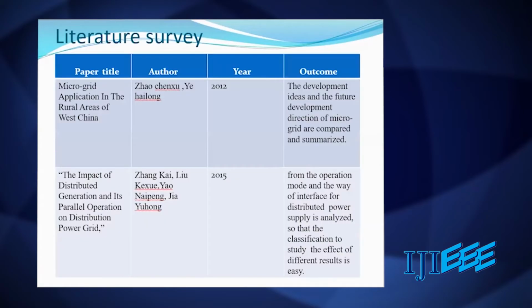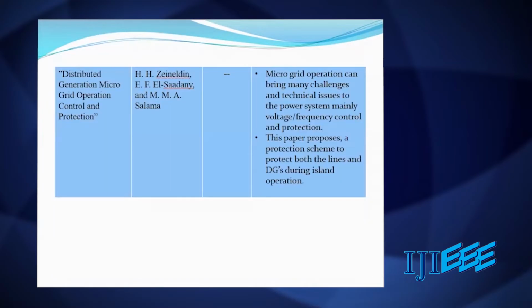So, a literature survey was made on microgrid applications in the rural areas of West China, and some comparisons between the development ideas and the future directions are summarized. Here I have listed three literature surveys.